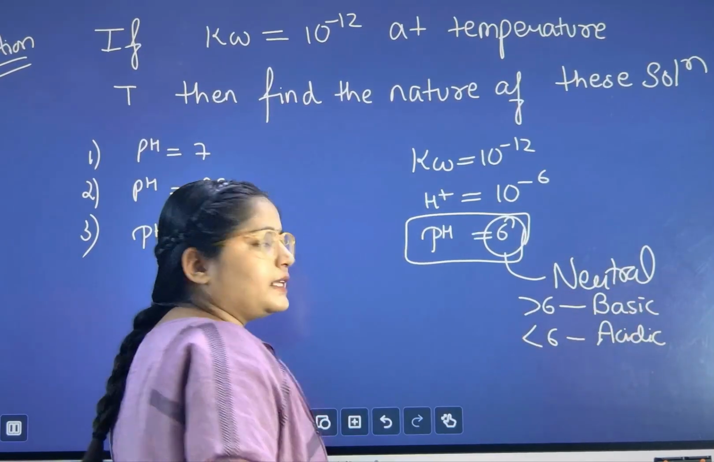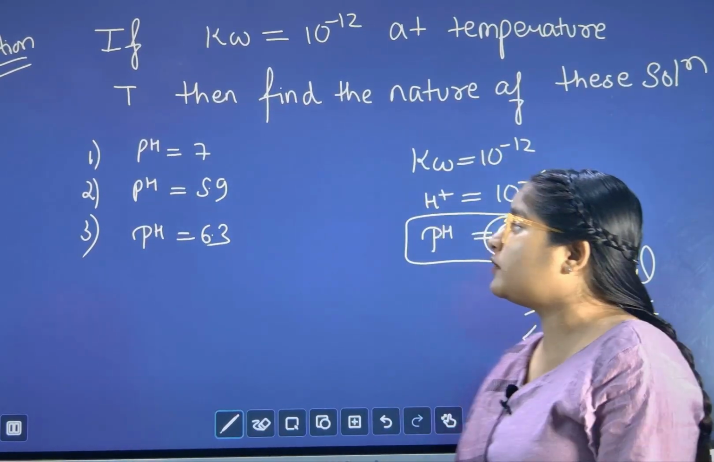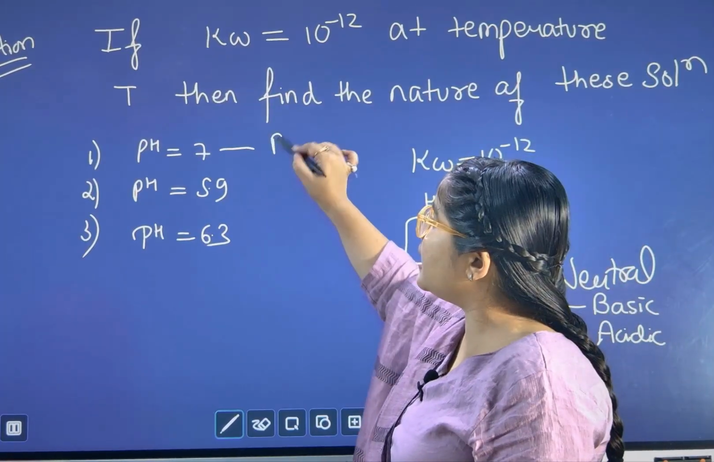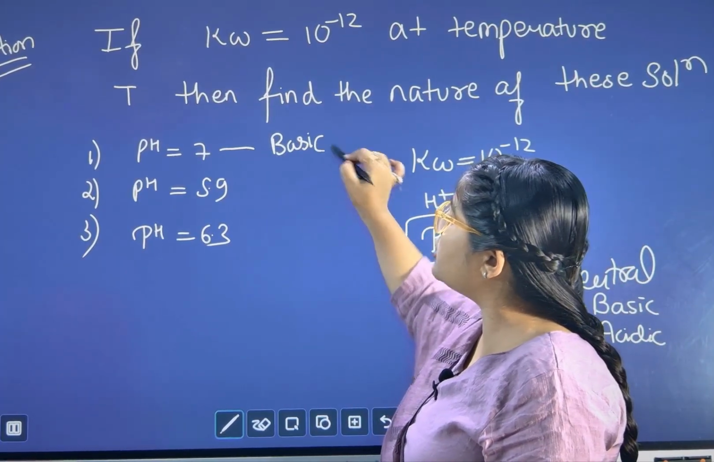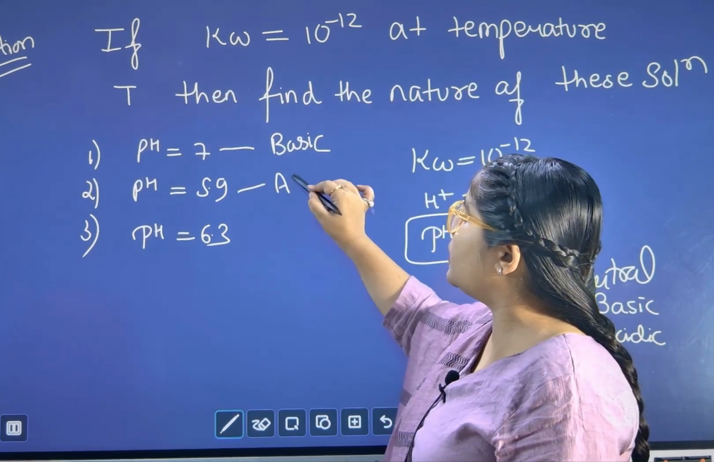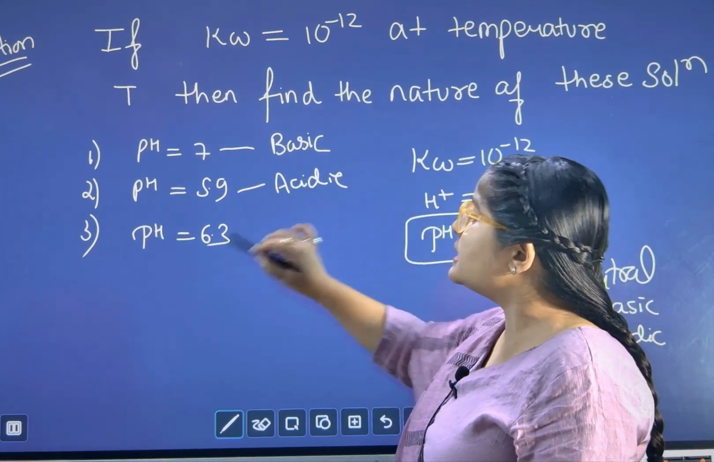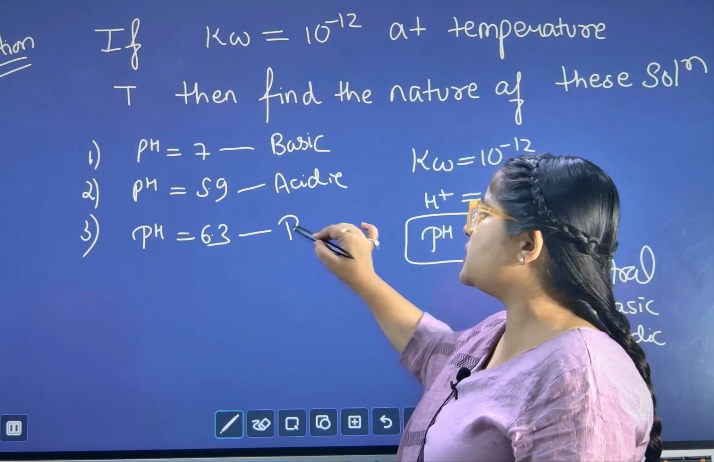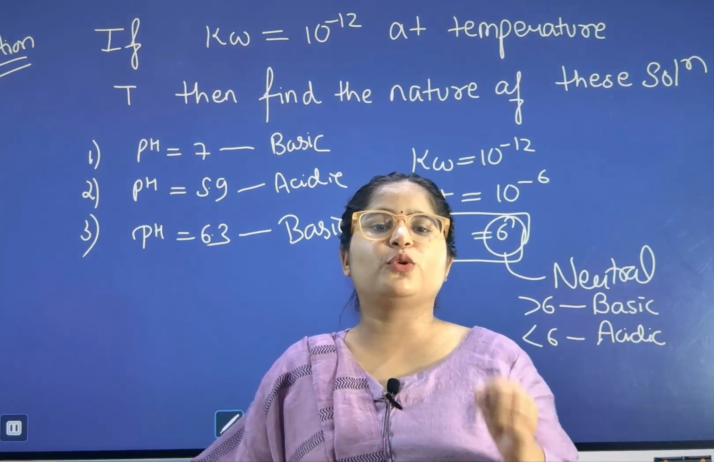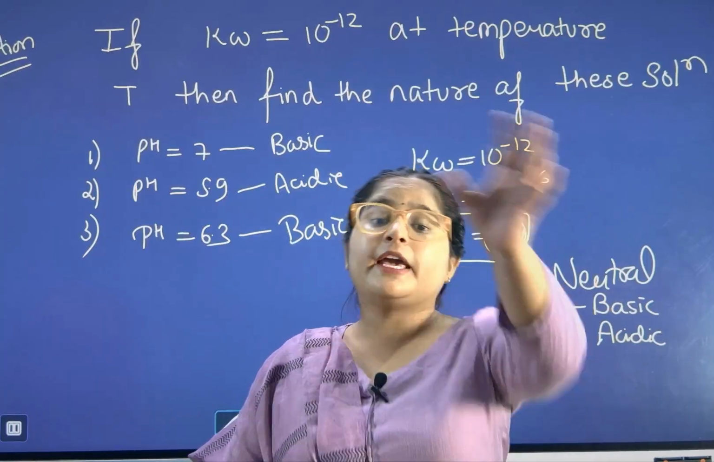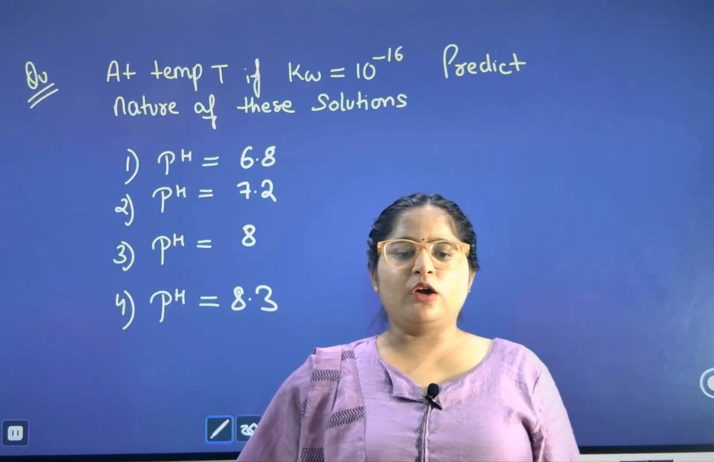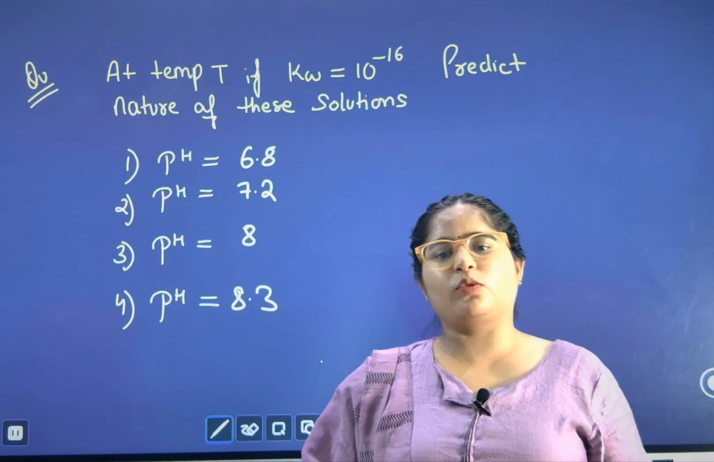Okay, so let us solve here. Let us find out the nature of this solution. pH 7, more than 6, so here it is not neutral, it is basic. 5.9, less than 6, so here it is acidic. 6.3, more than 6, so this is also basic. Now I hope it is clear how to find out the nature of the solution if Kw is given at any specific temperature.